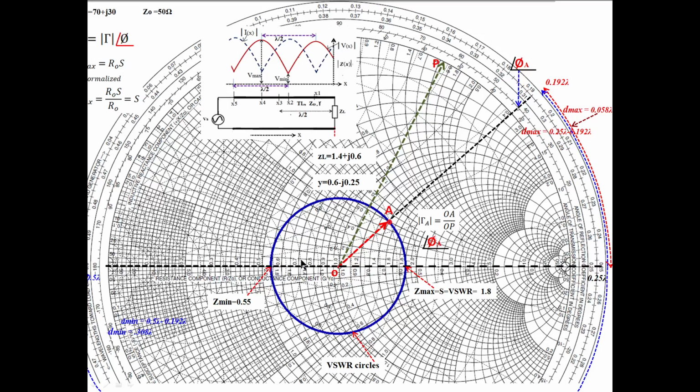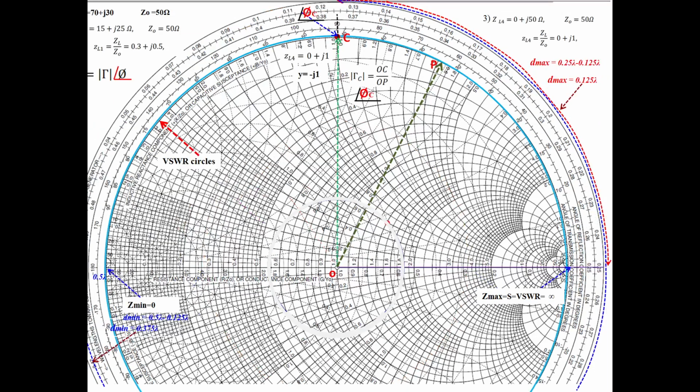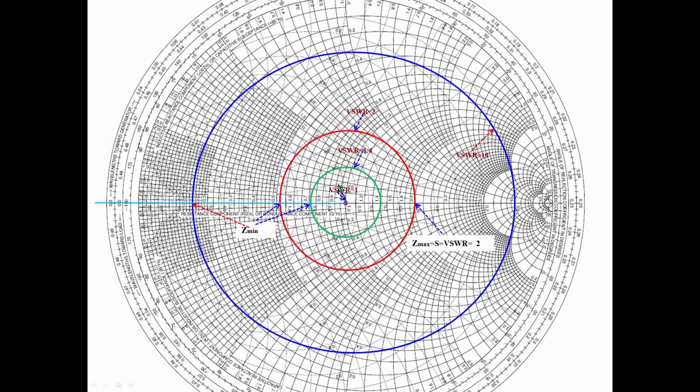Now, for example, the load is not given. The VSWR value is given. In these examples, these are the VSWR circles. We can draw the VSWR circle for any VSWR value. For example, if the VSWR is given as 2, 2 is here. I already told you that the R maxima value or Z maxima value itself is the VSWR. So it is 2 here. Take this as the radius and draw the circle. This is the VSWR circle.